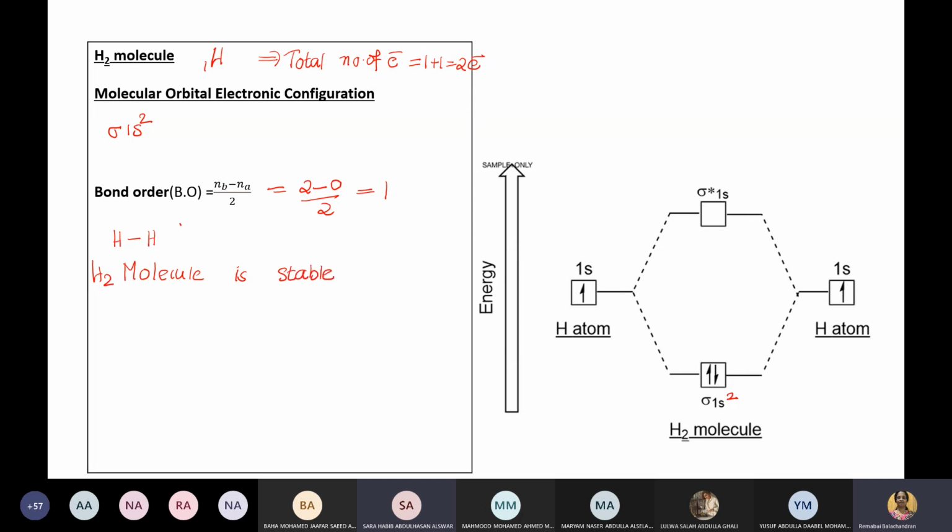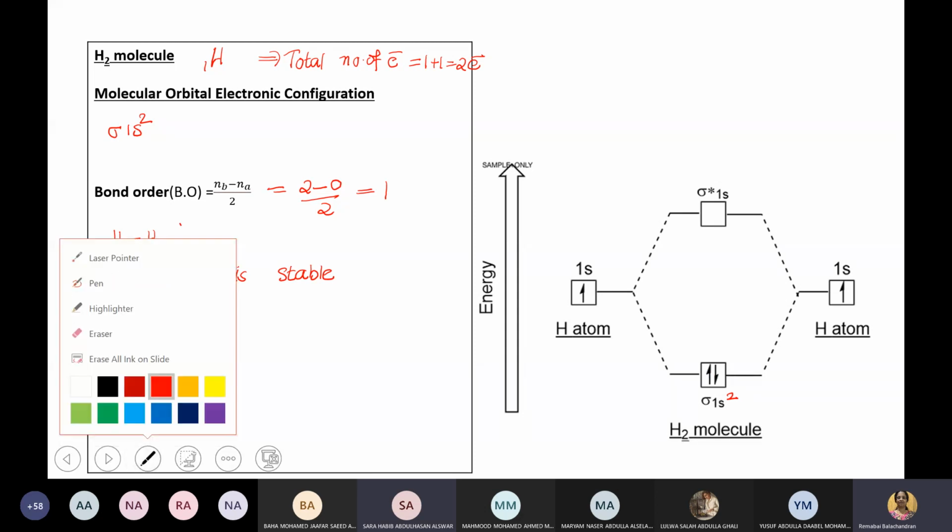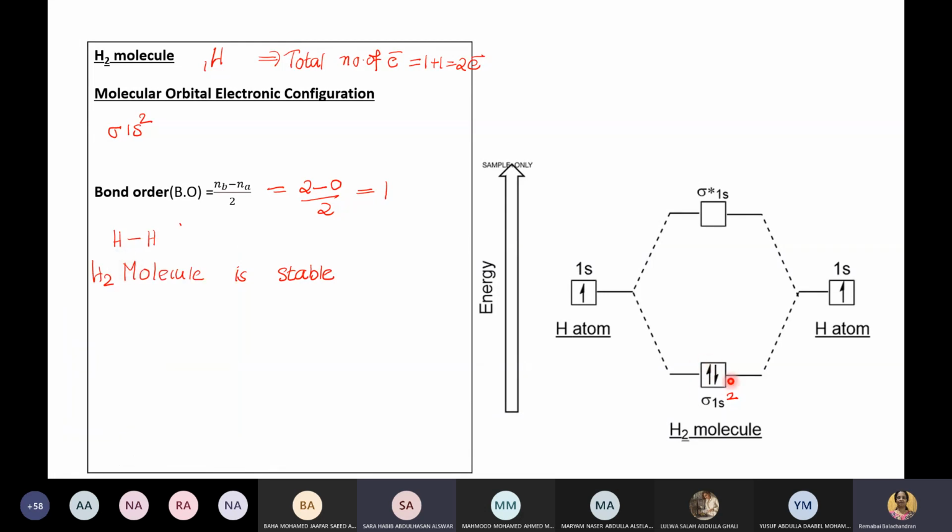Now, are there any unpaired electrons? Look here, the electrons are paired, right? We have only 2 electrons. These are paired, so there are no unpaired electrons, so the molecule is diamagnetic.